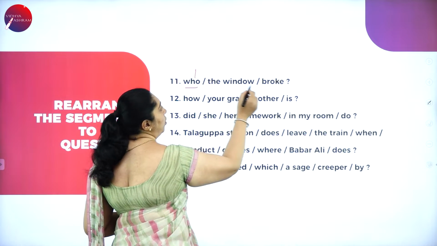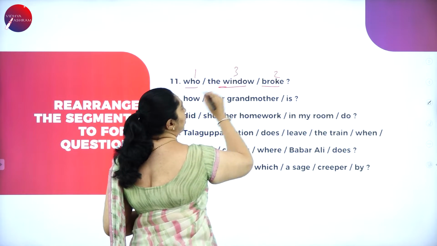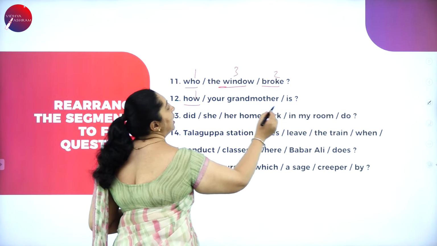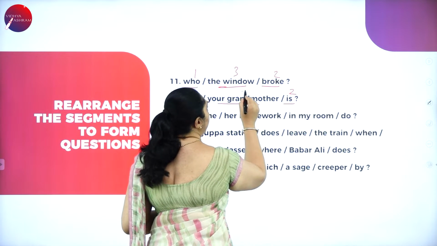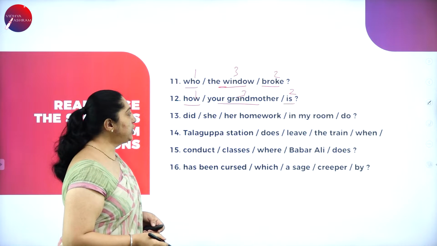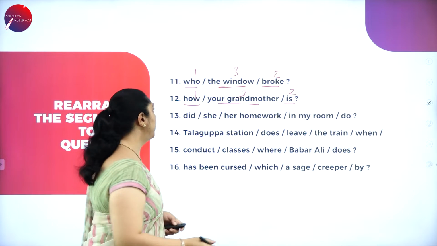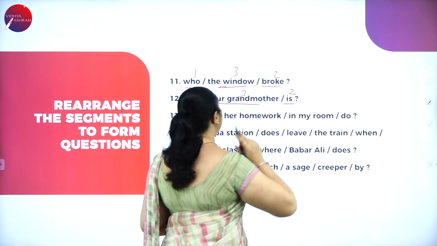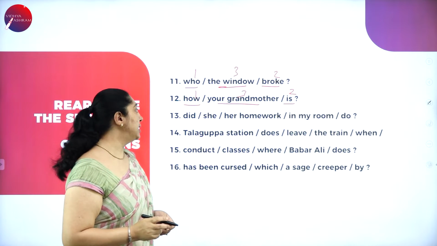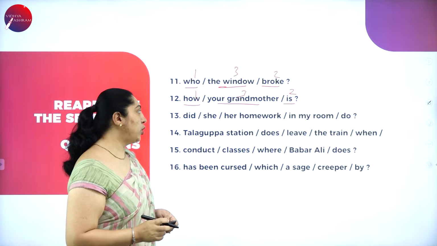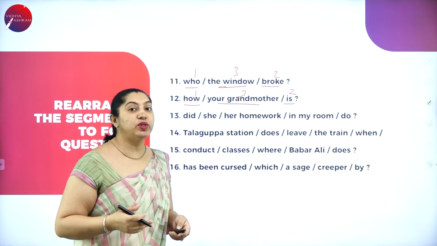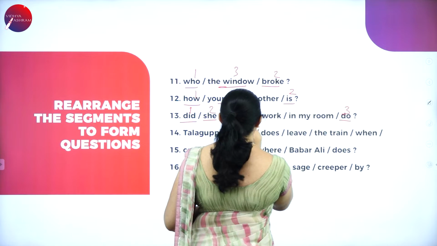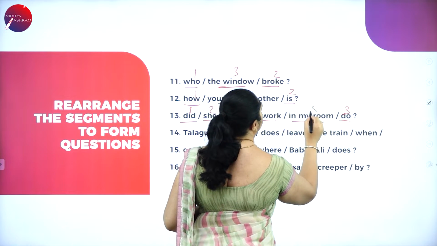Who broke the window? Who broke the window? How your grandmother is? How is your grandmother? How is your grandmother? Did she her homework in my room? Here you have two do forms. One is did and one is do. How are you going to frame the sentence? Now, did she do her homework in my room? It's not do. If you start the sentence with do, it is not possible. So, did she do her homework in my room?